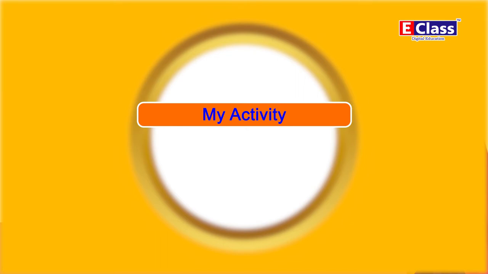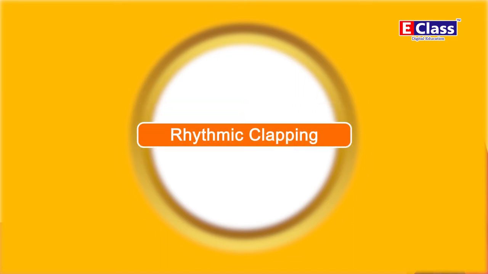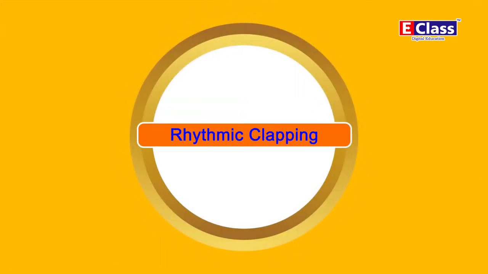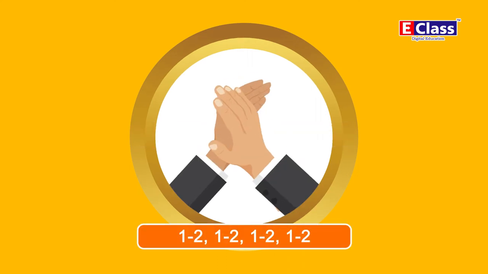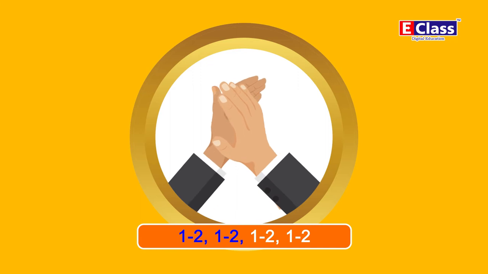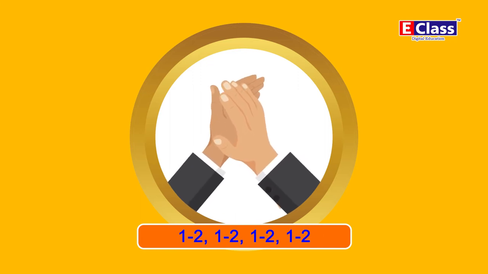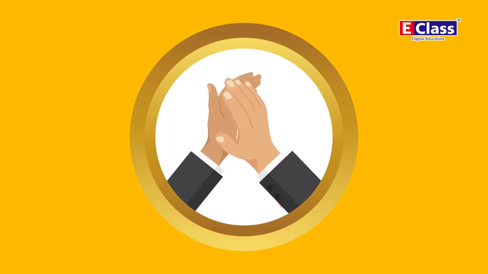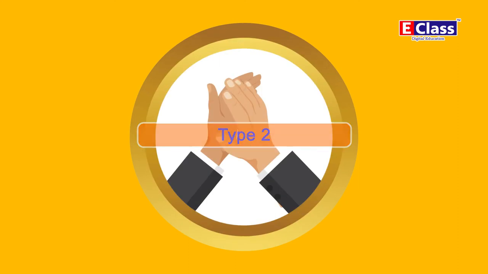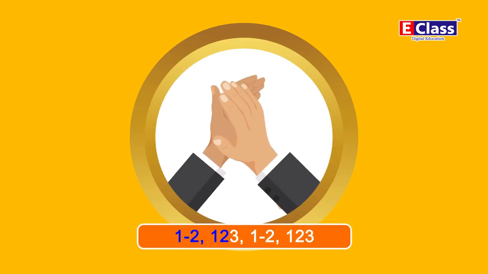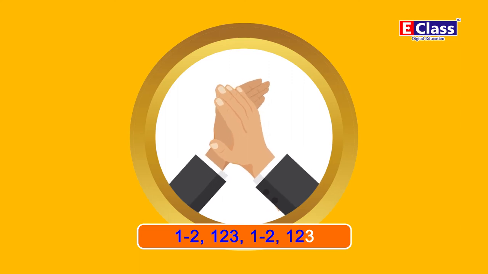My activity. Rhythmic clapping. Type 1: 1, 2, 1, 2, 1, 2, 1, 2. Type 2: 1, 2, 1, 2, 3. 1, 2, 1, 2, 3.